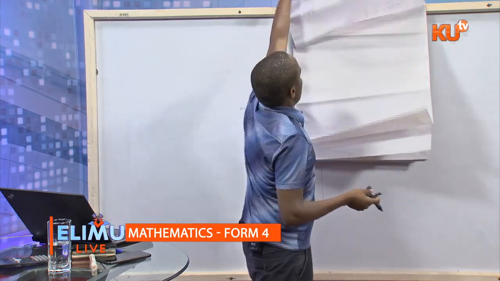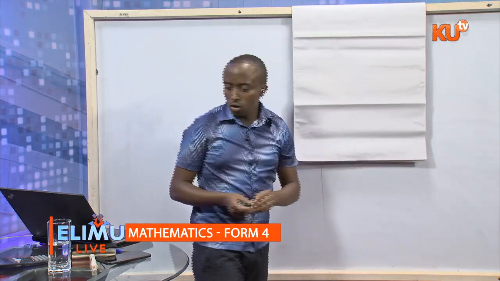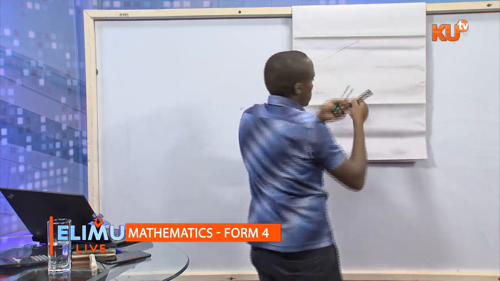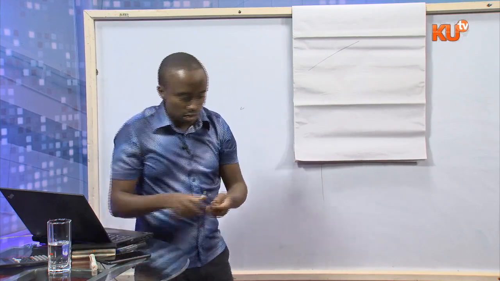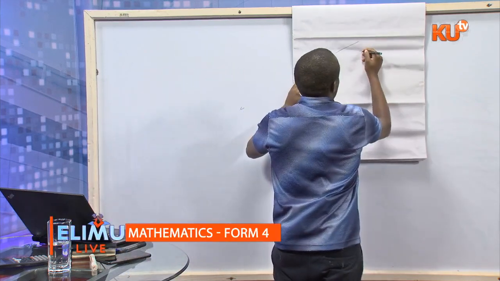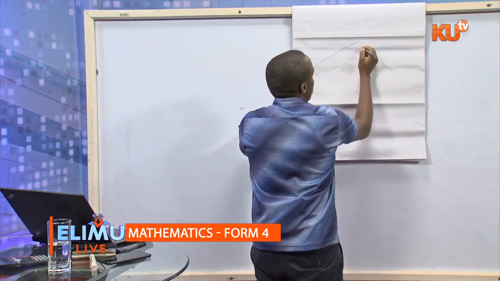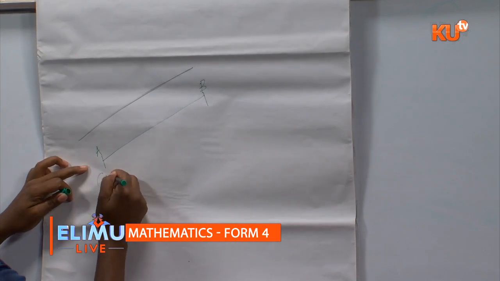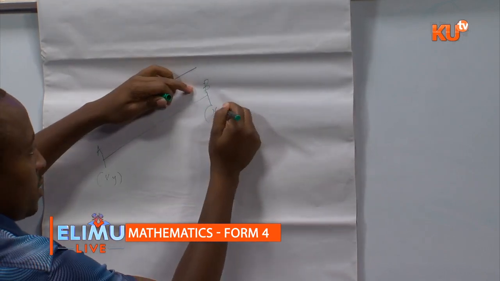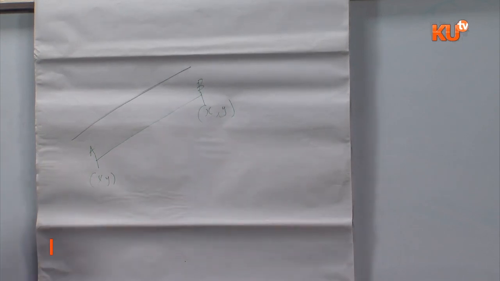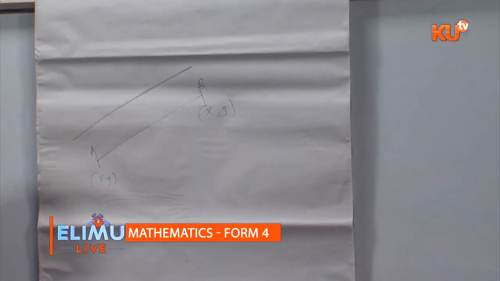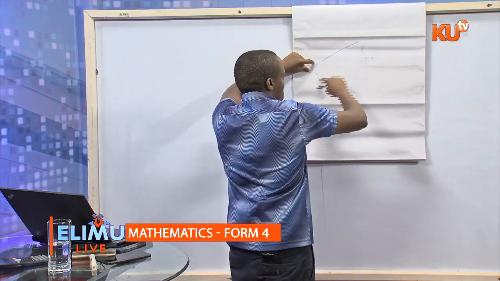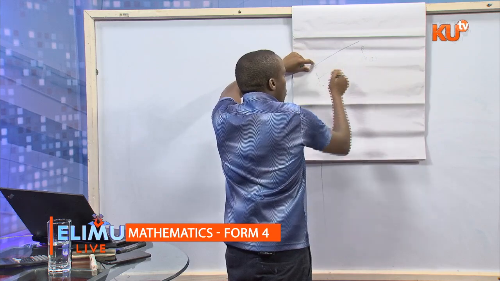After having known what the gradient is, given this line from A to B, and maybe you know the coordinates x, y in the Cartesian plane, we can find the gradient of this line. We have said that the gradient of a line is the steepness or the slope of a given area.